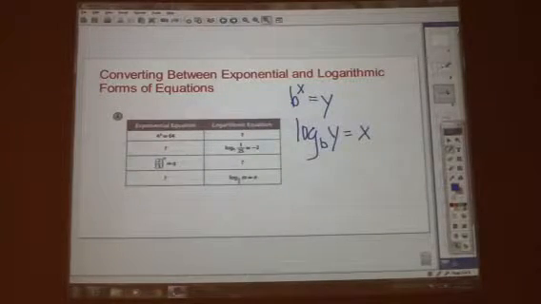It says 4 to the third equals 64. Now we want to change that and write it in logarithm. So you would say log, here our base was 4, so that becomes our subscript. The big number here becomes our whole number here, equals, and over here on the right is our exponent, which is 3.